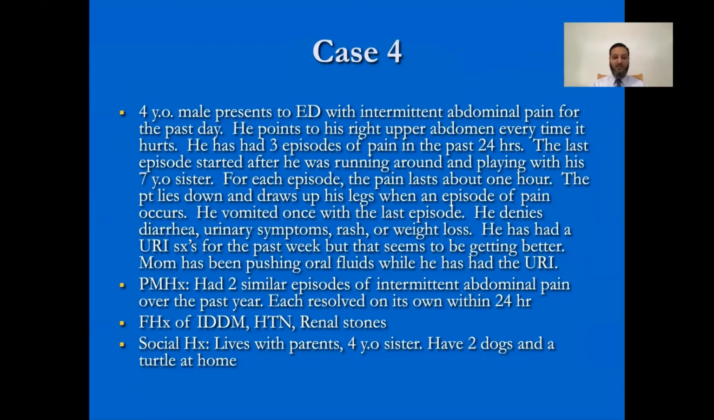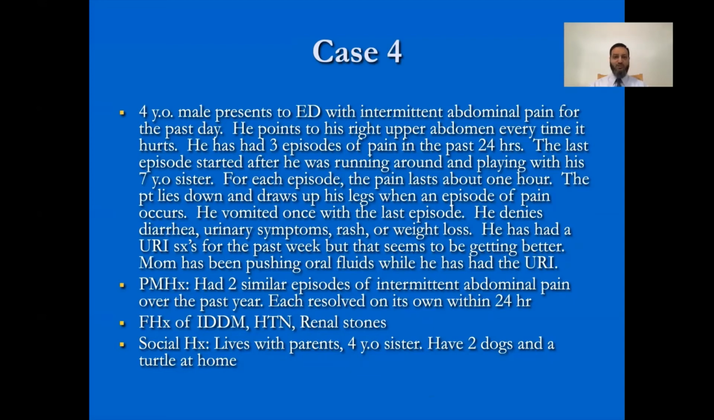He denies diarrhea, urinary symptoms, rash, or weight loss. He has had a URI for the past week, but that seems to be getting better. Mom has been pushing oral fluids while he's had the URI. Past medical history, he had 2 similar episodes of intermittent abdominal pain over the past year. Each resolved on its own within 24 hours. Family history of diabetes, hypertension, and renal stones. He lives with his parents and 4-year-old sister, and they still have the 2 dogs and a turtle at home.